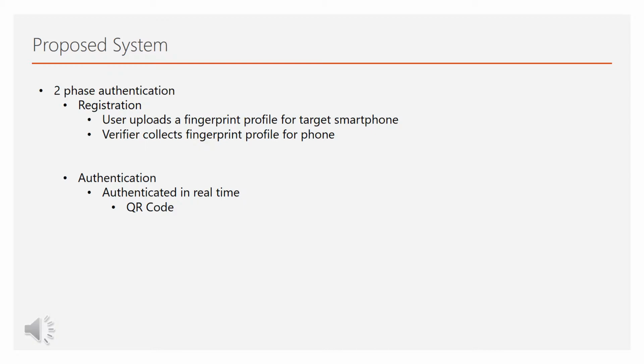The writer's ABC protocol consists of two-phase authentication. The first of which, the registration phase, is when the user uploads a fingerprint profile for the target phone. That gives the verifier a fingerprint of the user's phone. The verifier would then store that data. In the authentication phase, the verifier presents two QR codes, which are used for real-time authentication.